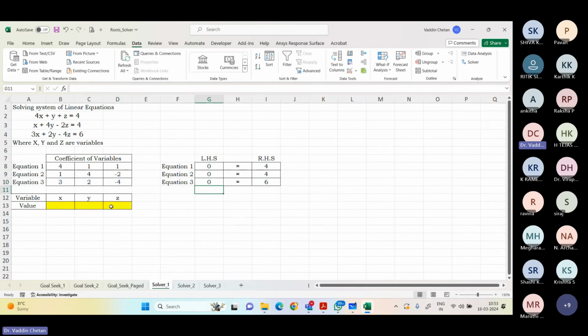So what this solver does is it will go on predicting the values of X, Y, Z until and unless these three values will be equal to these three values.